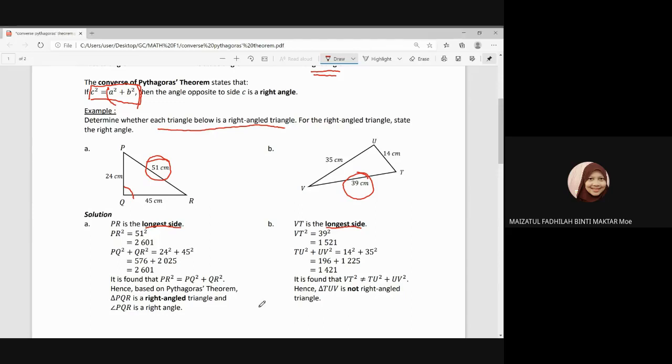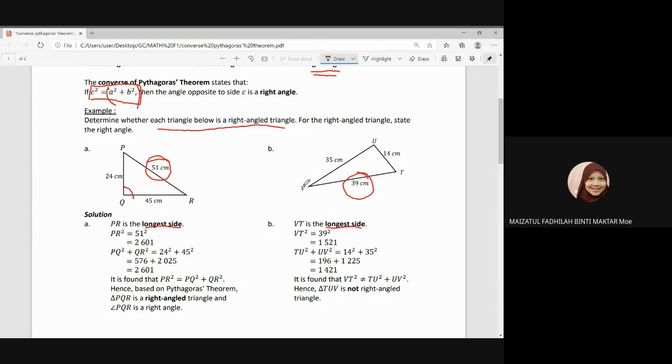Right. The next one, example B here. Okay, BT we already assume as the longer side, which means the hypotenuse. So first find the value of BT square here. You will get 1521. So that one we assume as T square.